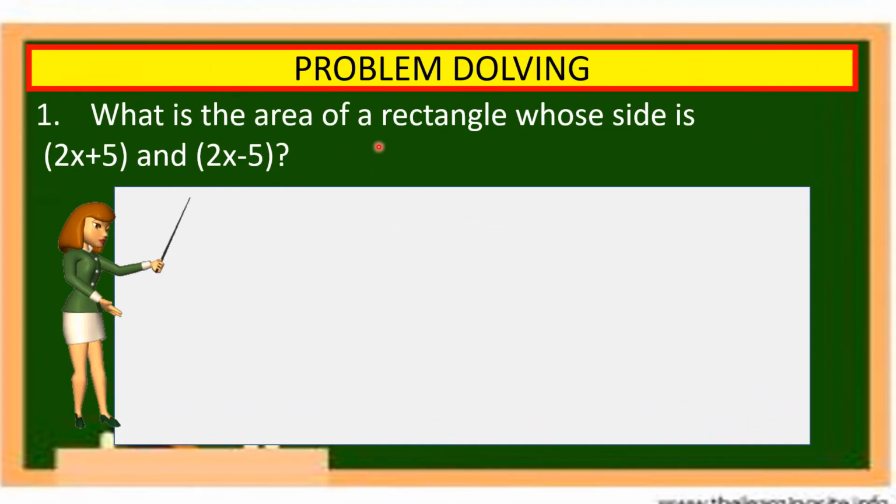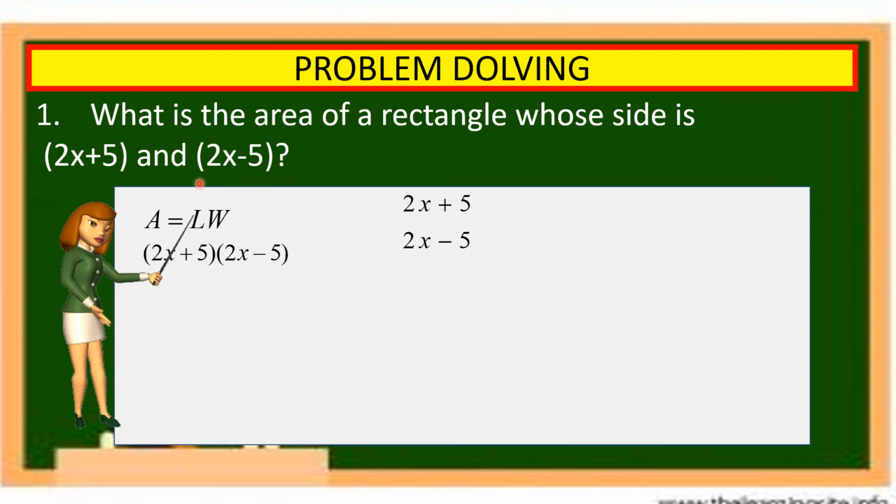We have a problem solving. What is the area of a rectangle whose sides are 2x plus 5 and 2x minus 5? So, the area of a rectangle is length times width. So, we have 2x plus 5 times the quantity of 2x minus 5. So, we can use the process on how to multiply.